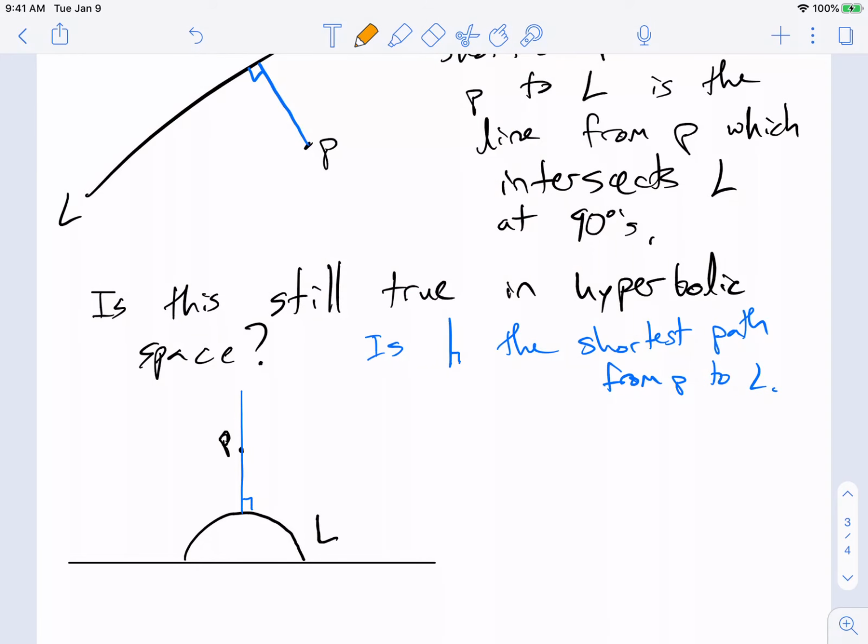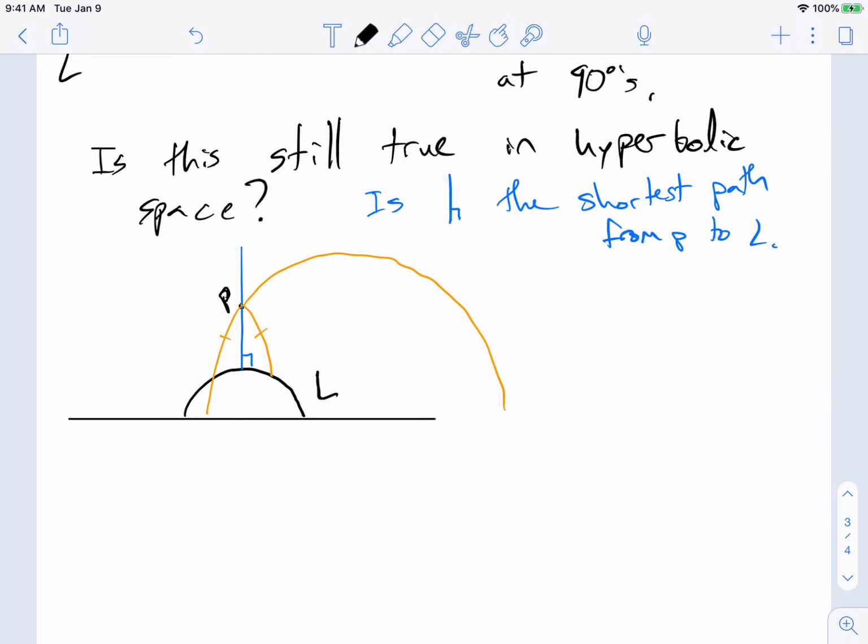So, there's lots of other paths connecting P to L, right? There's lots of other semicircles which intersect both. There's one. And I could reflect across this blue line to get this picture here, because of the symmetry, these are the same length, and so I get an isosceles triangle.